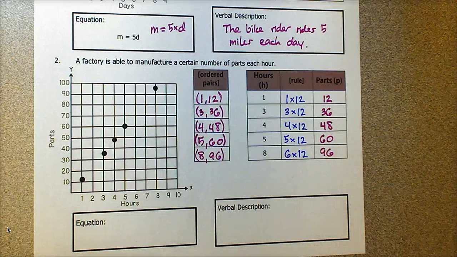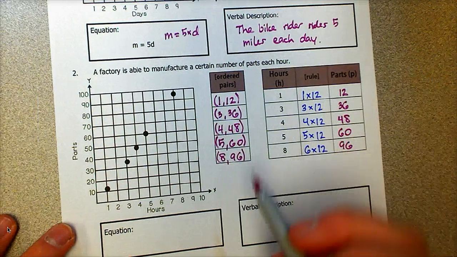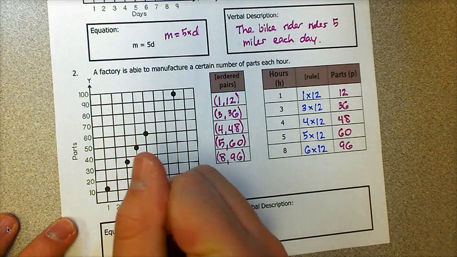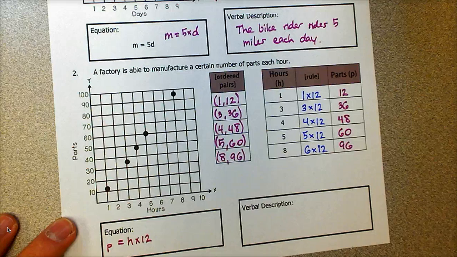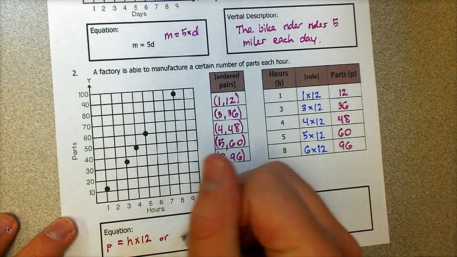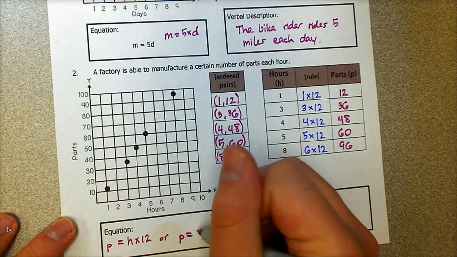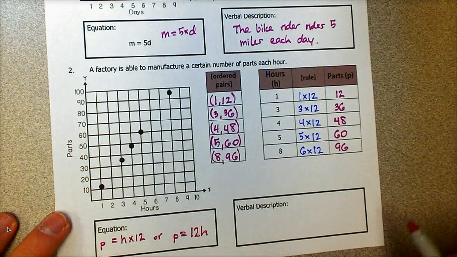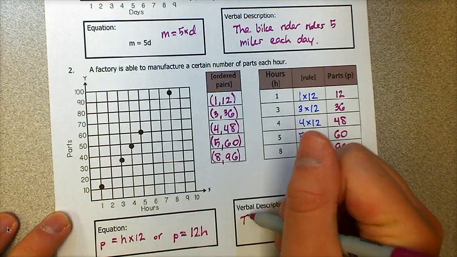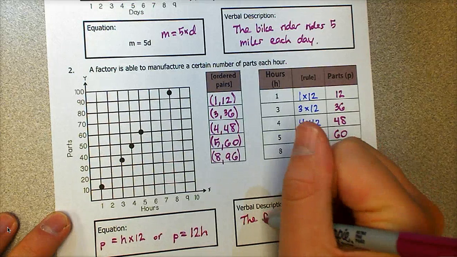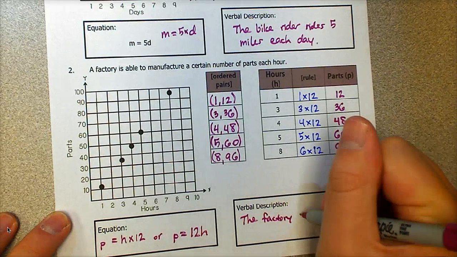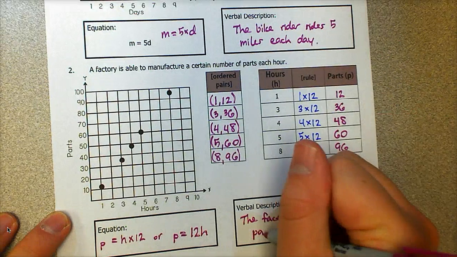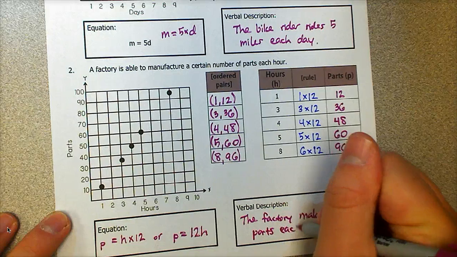So that means the equation is going to be the number of hours times 12 is equal to the number of parts. So P equals H times 12, or we would commonly write that as P equals 12H for the equation. And the verbal description just means that the factory makes 12 parts each hour.